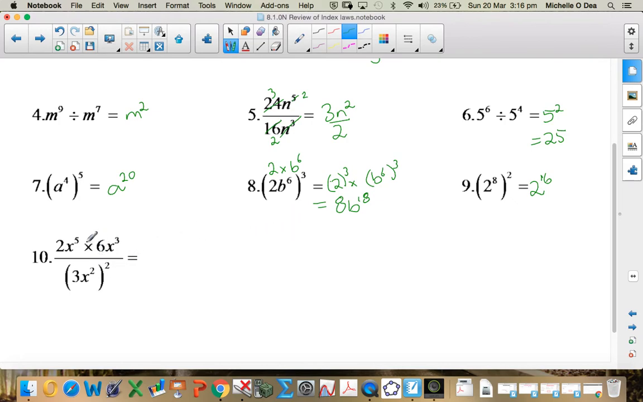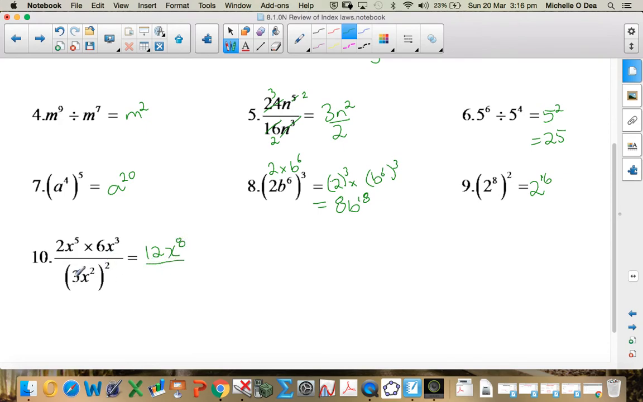Now, sometimes you have multiple rules that you have to use in one question. So just don't try and do it all at once. Simplify numerator and denominator separately, and then worry about doing something with the division. So if we look at the numerator here, we can do 2 times 6 is 12. x to the 5 times x cubed, we add the powers, so it's x to the 8, all over.